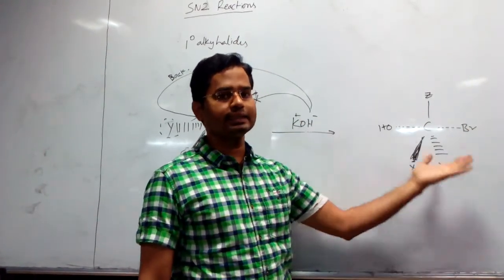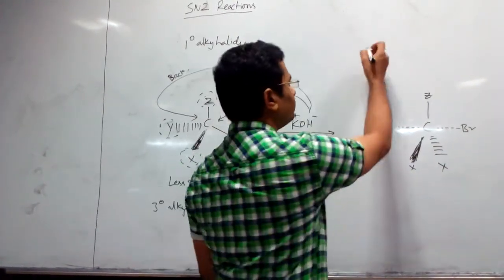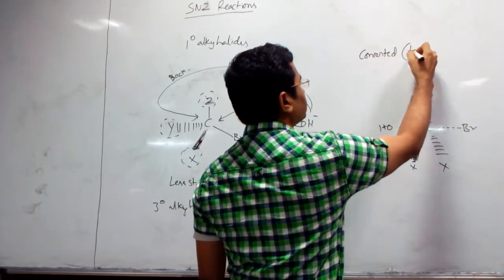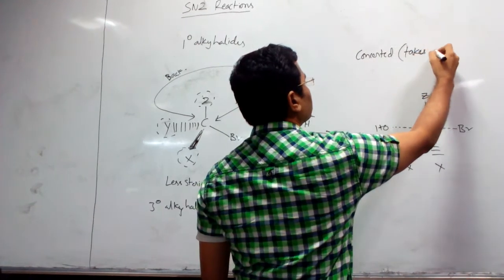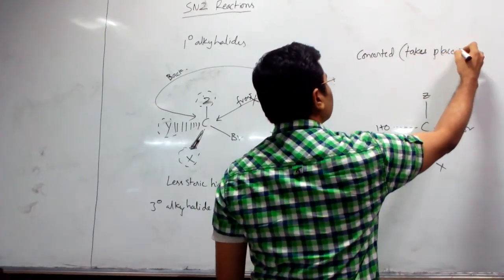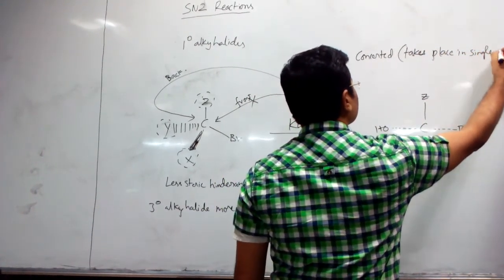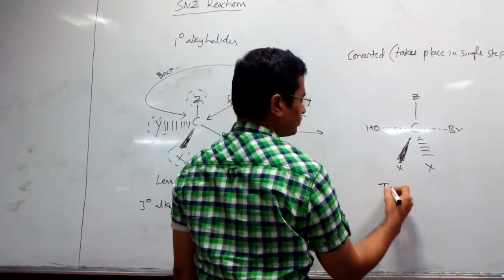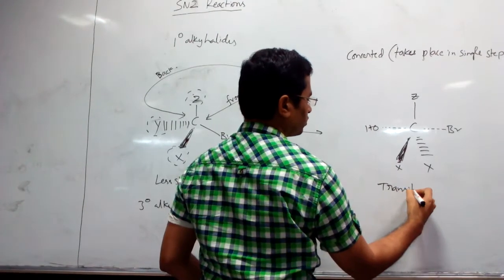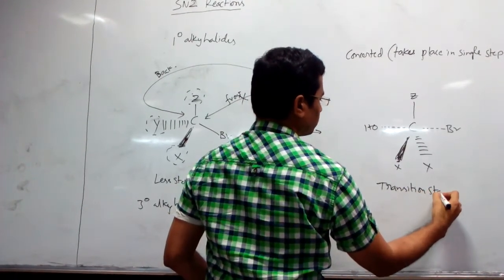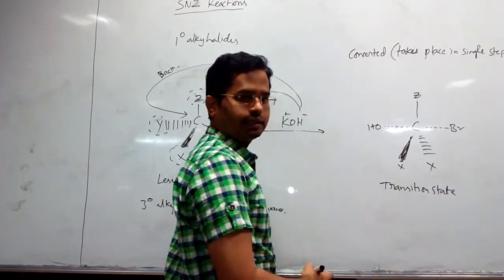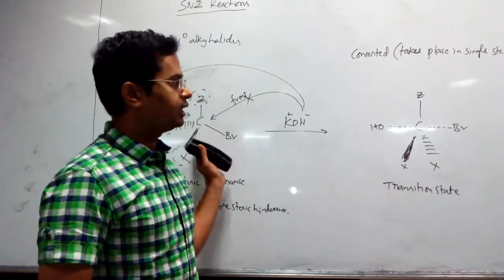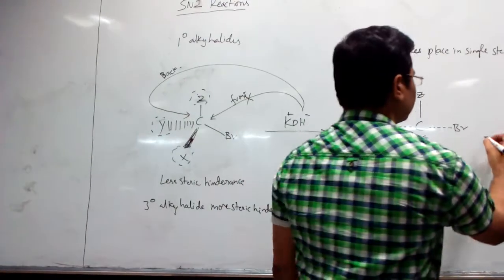So this is a concerted mechanism. This mechanism is concerted, takes place in a single step. This is a transition state. This is not an intermediate, this is a transition state. It gradually changes from here to the product.